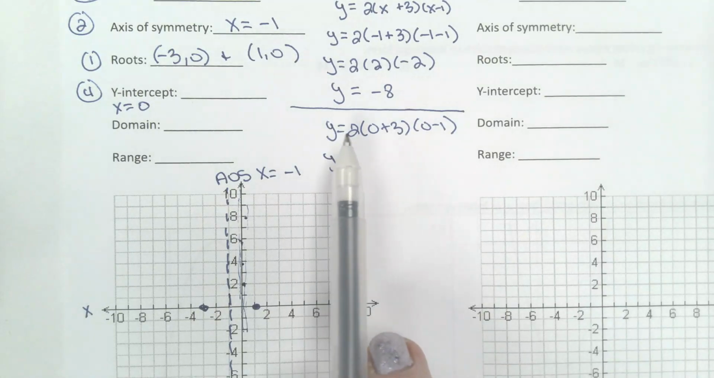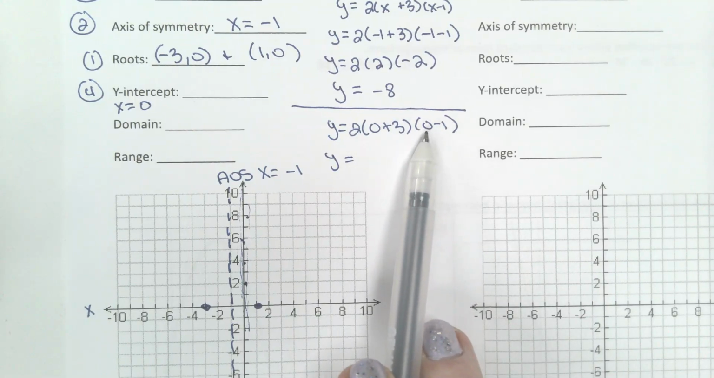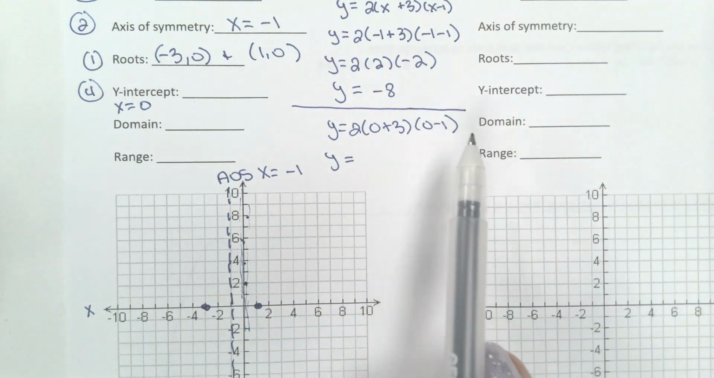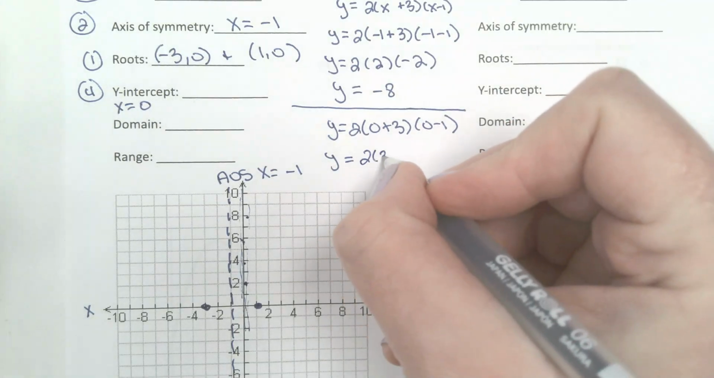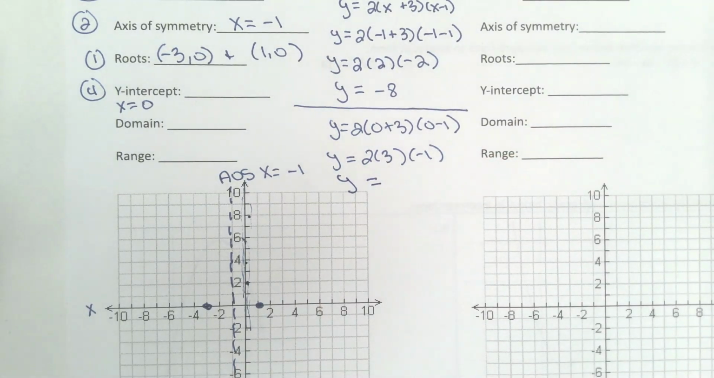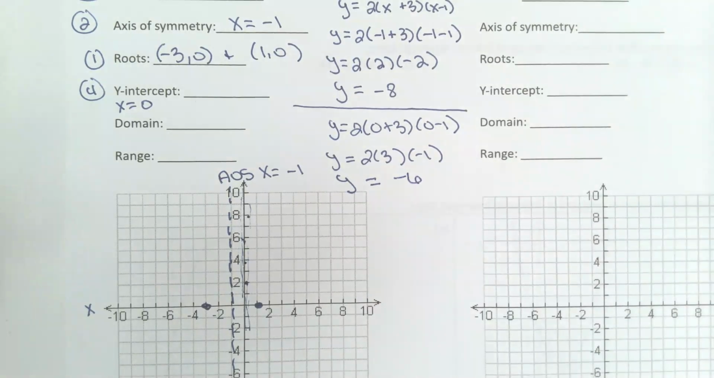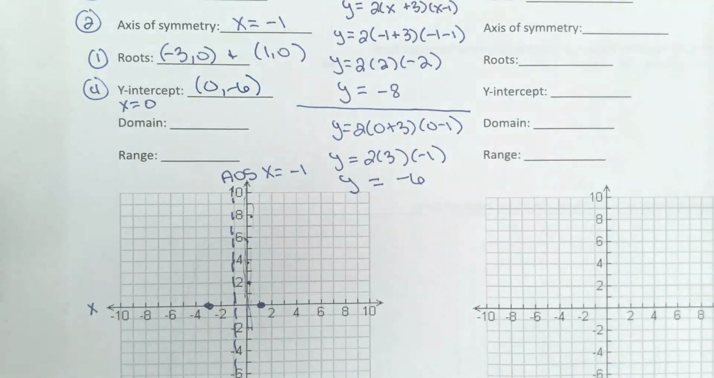So I got rid of the x, and I plugged 0 in. Do the math, and then multiply the three numbers together. Did you get -6? All right. So I have a y-intercept at 0, -6.